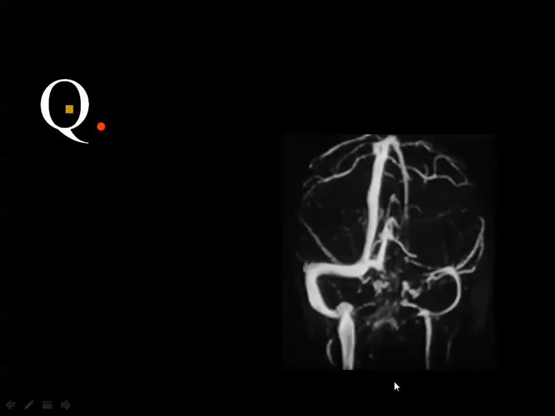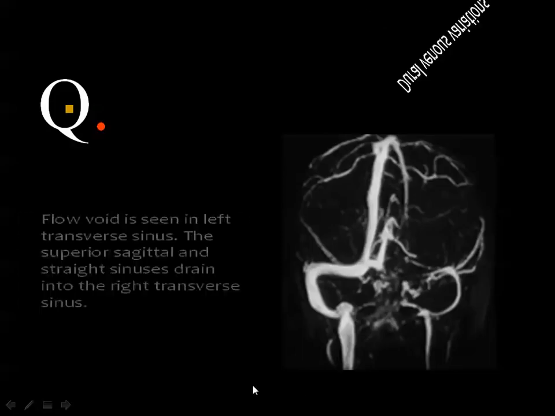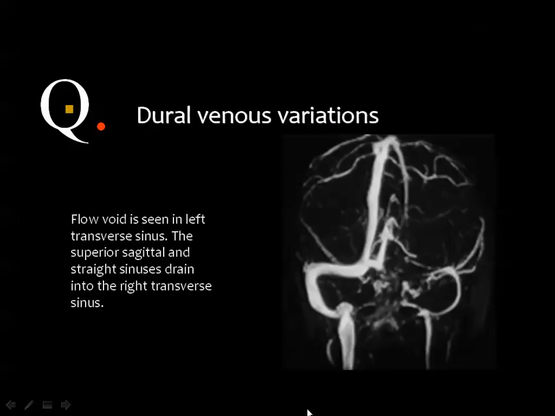Coronal MR venography of the brain showing absence of signal in the left transverse sinus, diagnostic of sinus thrombosis.